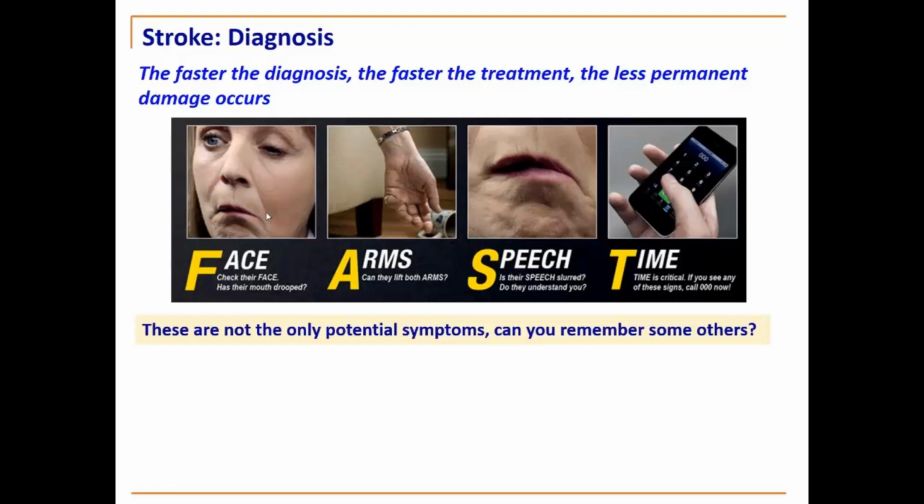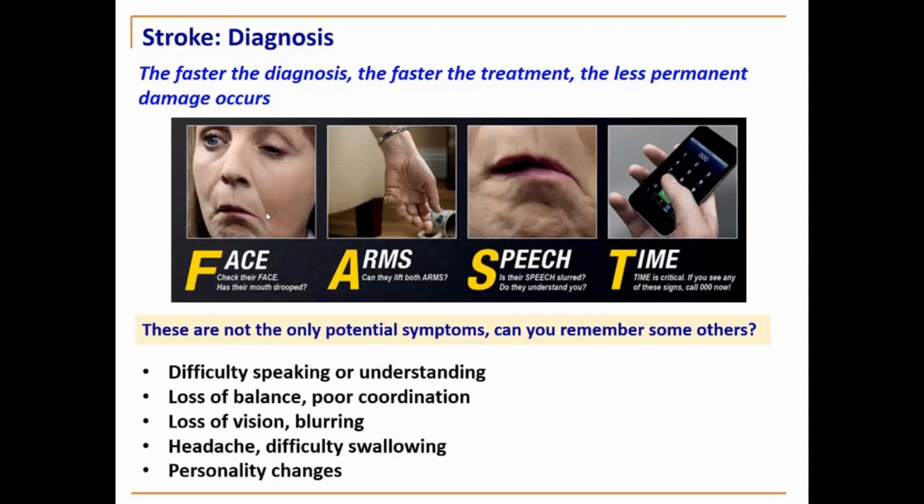Can you remember some of the others that we talked about, depending on the area that's affected? So people might have difficulty speaking or understanding language, loss of balance, poor coordination, loss of vision, headaches, difficulty swallowing, personality changes. They're all manner of potential symptoms that could be due to a stroke. So therefore, the patient's medical history is important, in particular because hypertension is the main risk factor for hemorrhagic stroke in particular.